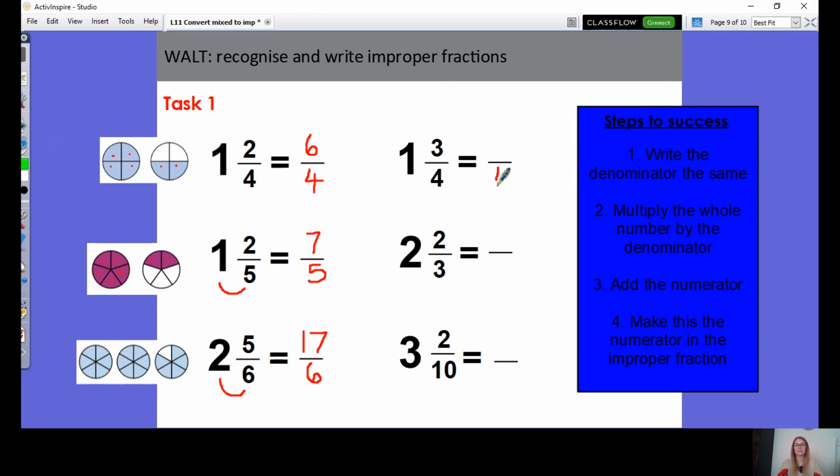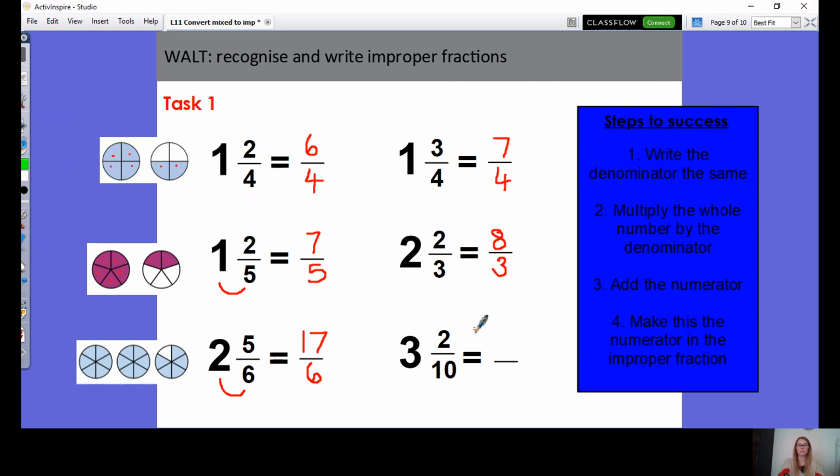So I'm going to put my denominator in first, and I have 1 times 4 is 4, and 4 add 3 is 7. And then I need to put my 3 in here. 2 times 3 is 6. 6 add 2 is 8.